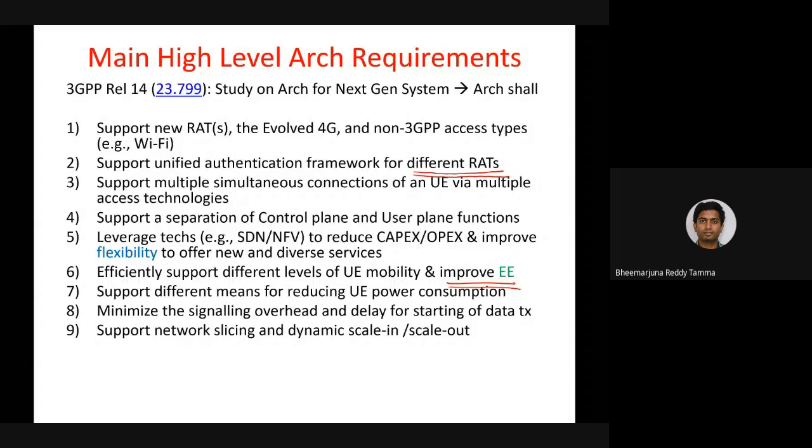If the user traffic is increasing, you can configure the base station with a higher channel bandwidth with massive MIMO kind of thing. During off-peak times, you can scale down the bandwidth, and also you can reduce the MIMO configuration from 64 by 64 to, let's say, 8 by 8 or 4 by 4.